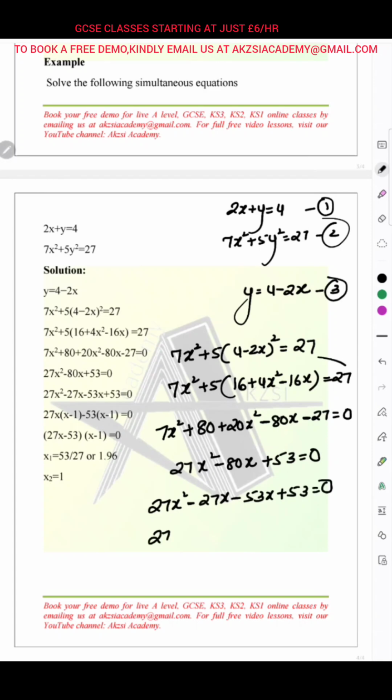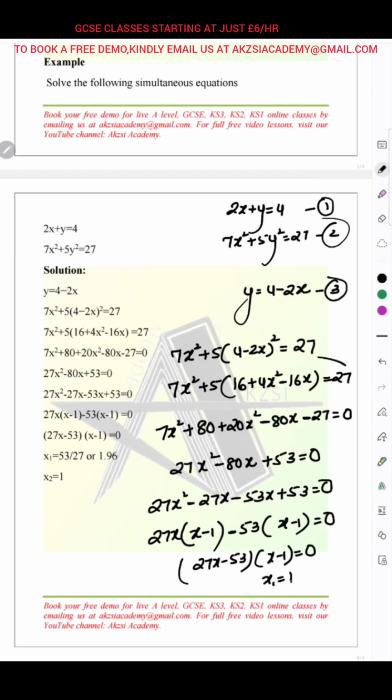For this one, you can opt for any particular way. Now take out 27x as common. The remaining is x minus 1, and from here, taking out 53 as common, remaining is x minus 1 equals 0. And now we have two brackets, 27x minus 53 times x minus 1 equals 0. From here, x1 is equal to 1 and x2 is equal to 53 over 27. So these are the two values of x.